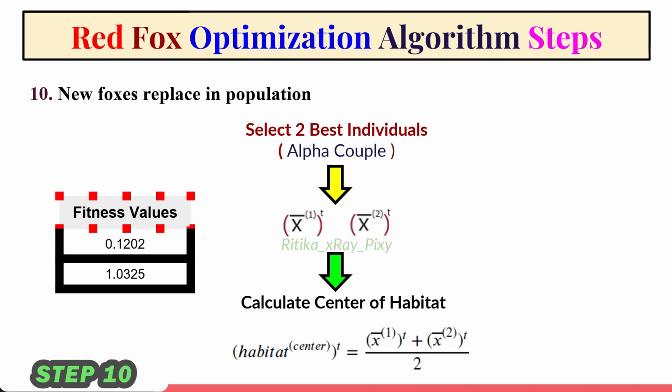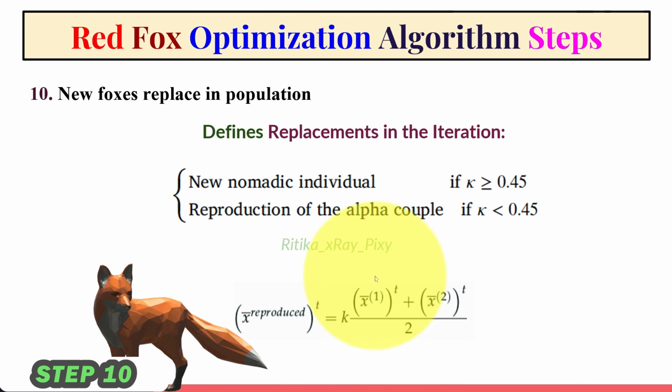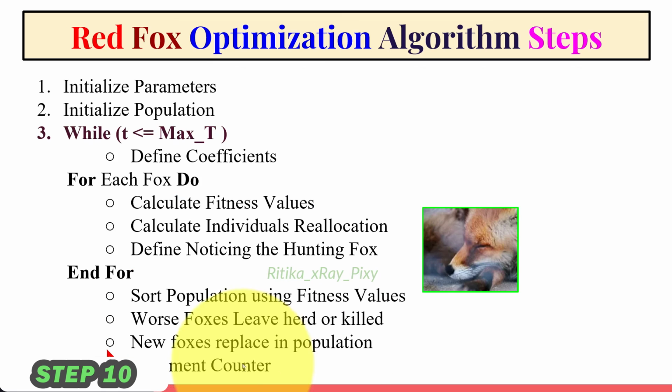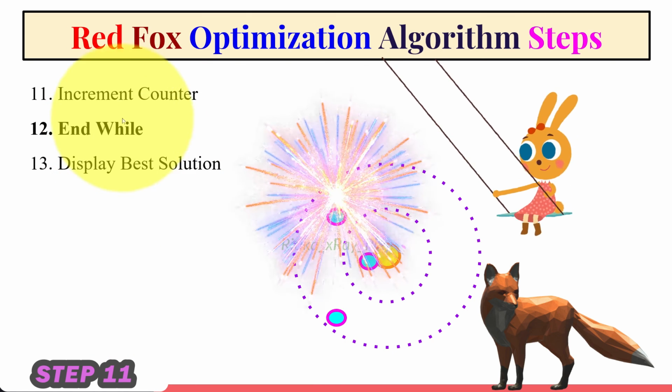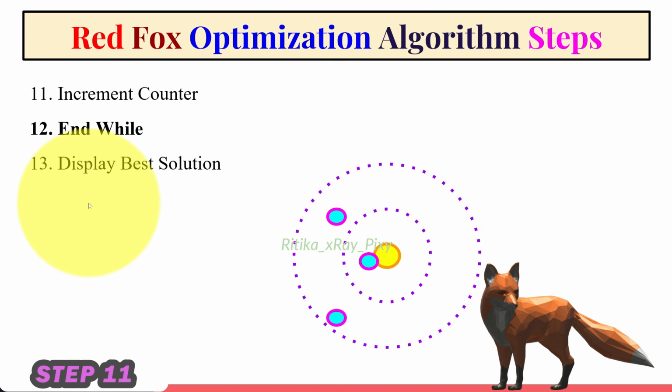Here in this case, we will select here one alpha couple. So here in this scenario, in the second scenario, it is assumed that the new individual come from the alpha couple. Here you can see we have two best individual. They are reproduced and they combine into a new individual. So calculate the center of habitat. After that, we will calculate the square of Euclidean distance for the alpha couple. And after that, we'll perform here reproduction. We will increment the counter. Then we will check the stopping criteria and then we'll display the best solution when the stopping condition is met.